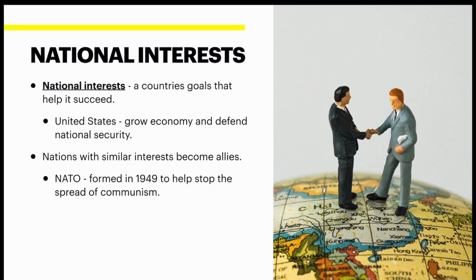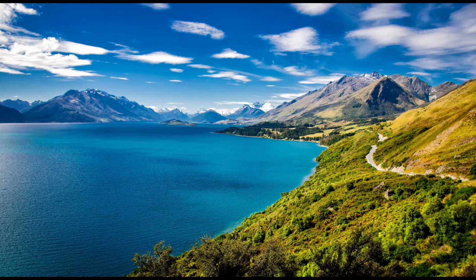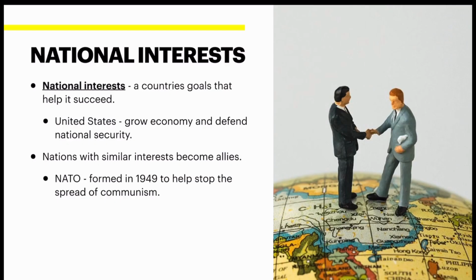Every country has its own goals to help it succeed. These goals make up a country's national interests. The United States has national interests in growing its economy and defending national security. For a country like New Zealand, protecting its natural resources against climate change is one of their national interests. When nations have similar national interests, they can become allies, or a group that supports one another.